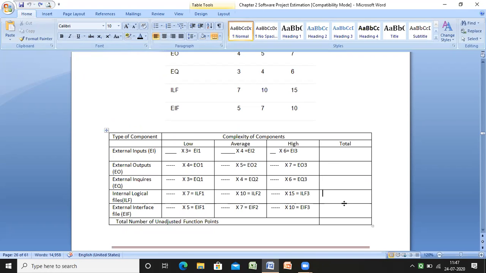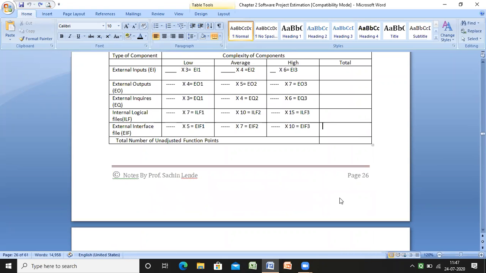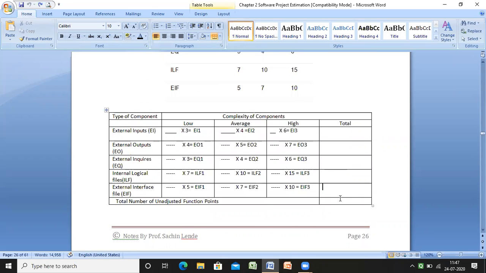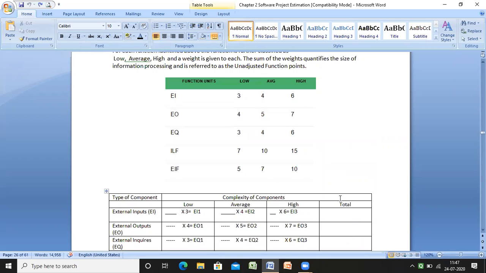This table and the summation of all the complexity components is going to be calculated as the unadjusted function point. This table is very useful. You will get to understand it. You can put that value simply over there. Even if you don't know this formula, first try to remember at least for average: 4, 5, 4, 10, 7.